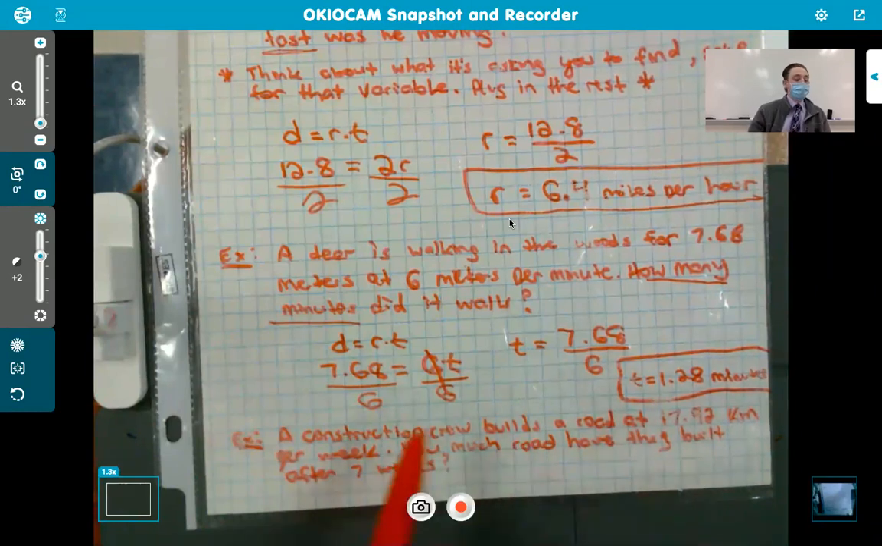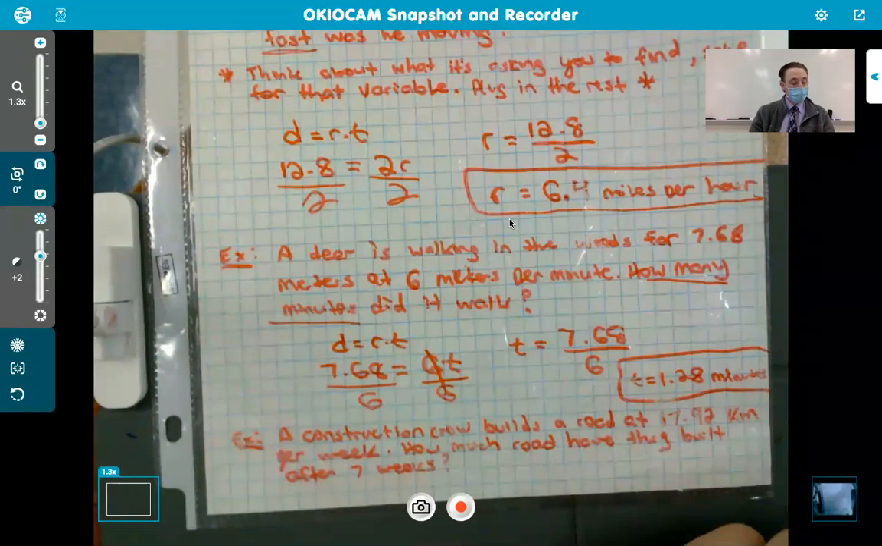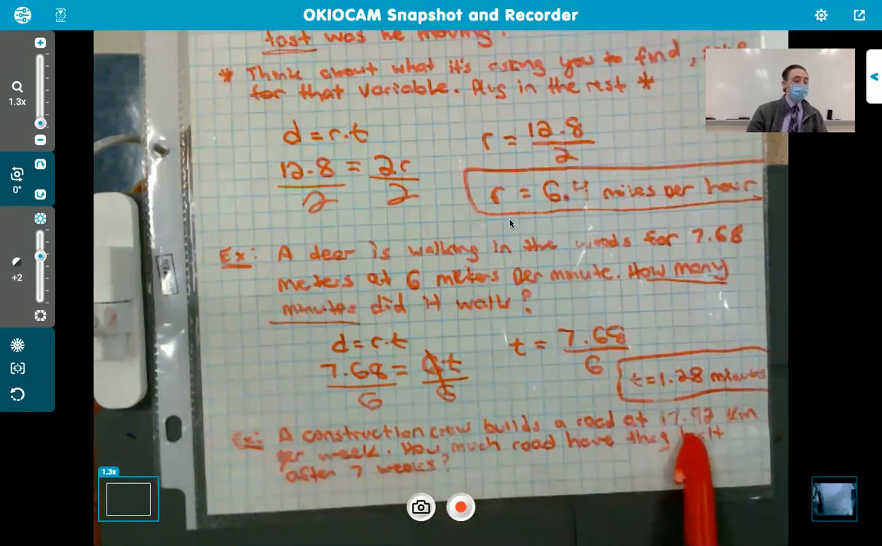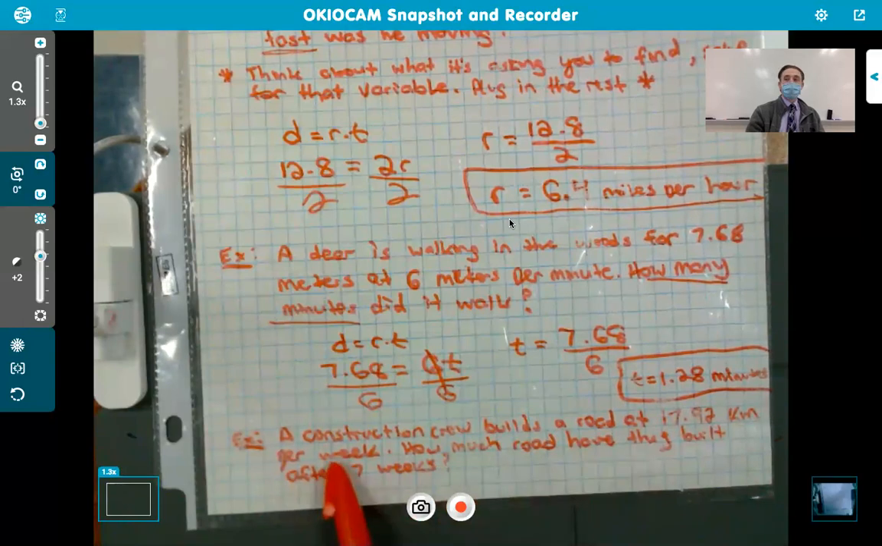Okay. Last example, it says a construction crew builds a road at 17.92 kilometers per week. What is that? Is that a distance? Is that a rate? Or is that a time? So it says 17.92 kilometers per week. Is that a rate? Is that a time? Is that a distance? So there's a distance involved. So it's a rate, right? Because it's over a week. So 17.92 kilometers per week. Ryan, is that what you're going to say? Yeah. It's a rate, right?